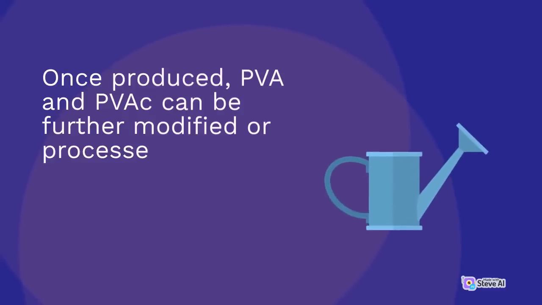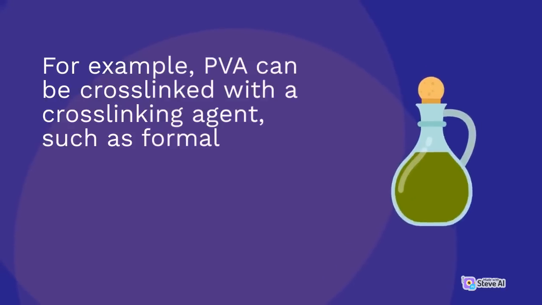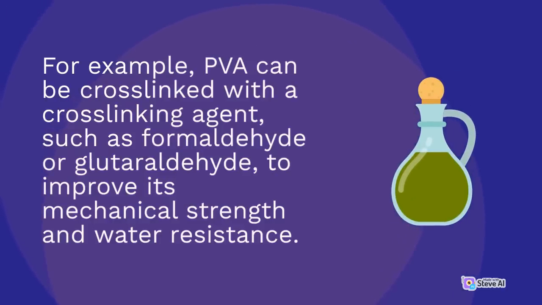Once produced, PVA and PVAc can be further modified or processed to enhance their properties and performance in specific applications. For example, PVA can be cross-linked with a cross-linking agent, such as formaldehyde or glutaraldehyde, to improve its mechanical strength and water resistance.